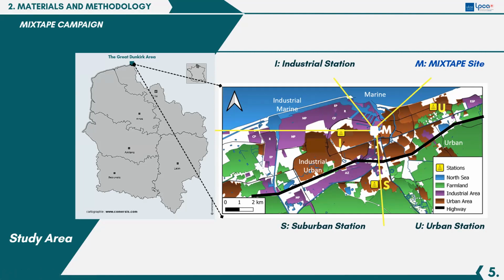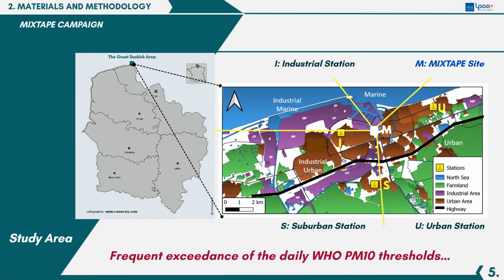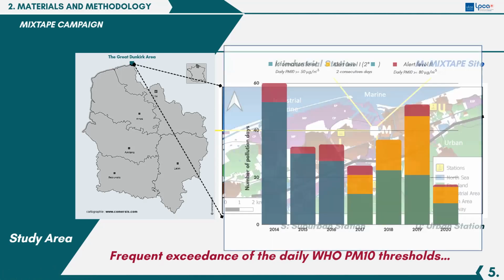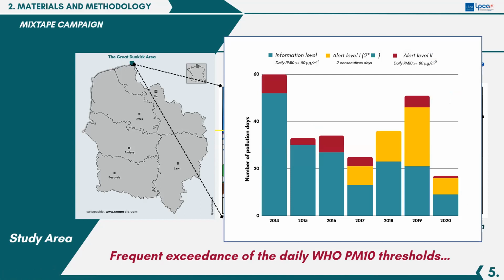characterized by a high and dense traffic network due to its location nearby important countries and cities such as London, Brussels, and Amsterdam. So on record, the Hauts-de-France region, the Northern France region, is also characterized by frequent exceedance of daily WHO PM10 thresholds. And as you can see, for example, from 2014 to 2020, we have on average more than 35 PM10 pollution days recorded in the region. So the PM pollution is a very important matter for this region and for the Great Dunkerque area.